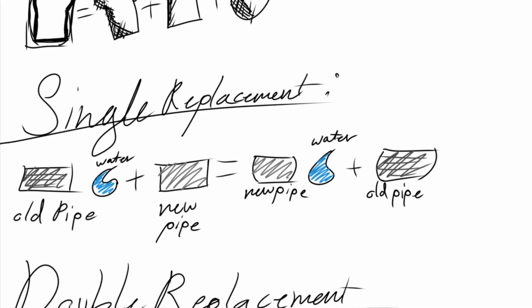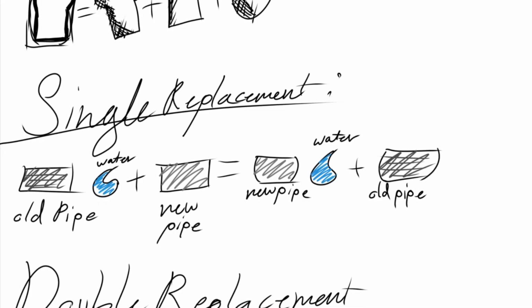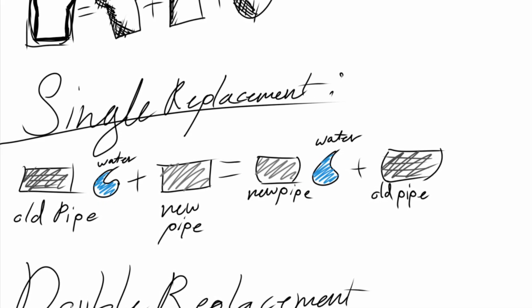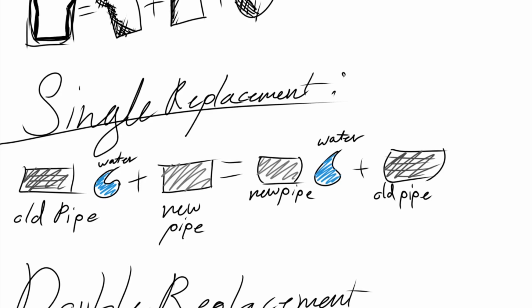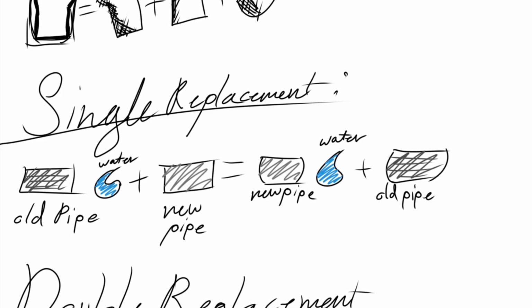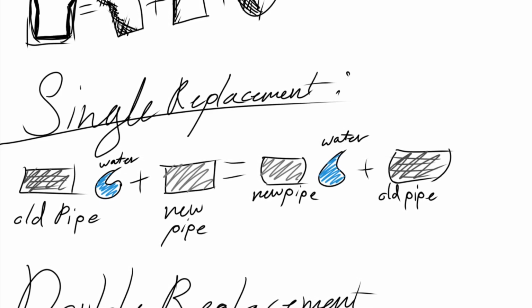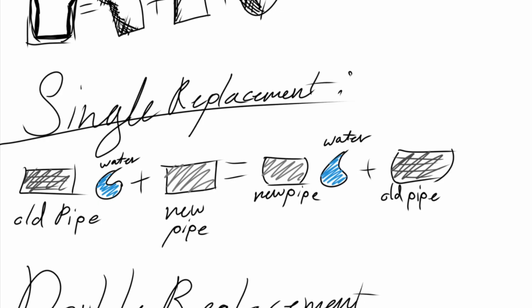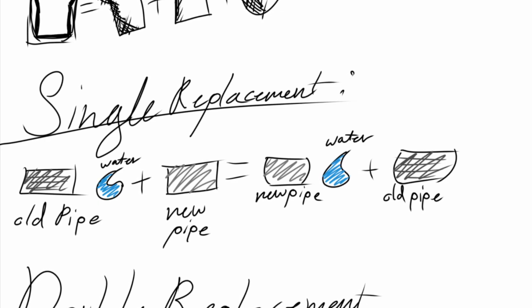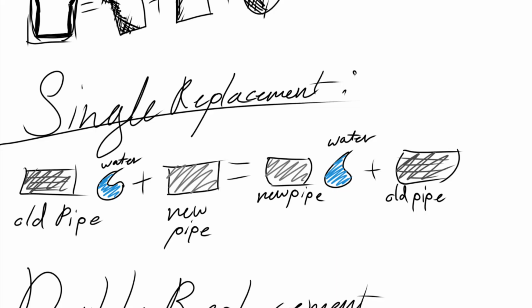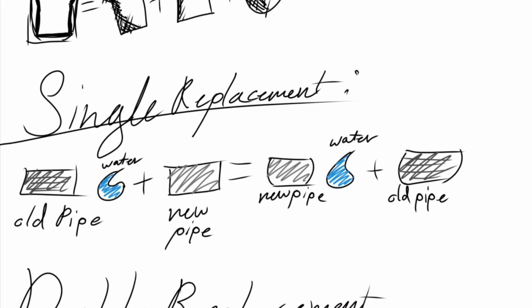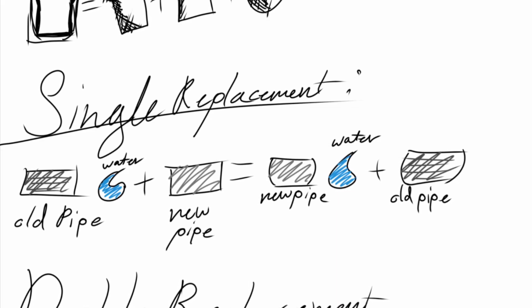Next is the single replacement reaction. In this type, one element replaces another in a compound. Like a game of musical chairs, one person steps in and someone else gets pushed out. An example is when you have an old rusty pipe with water and a new cleaner pipe. The new pipe will replace the old rusty pipe and take its place.